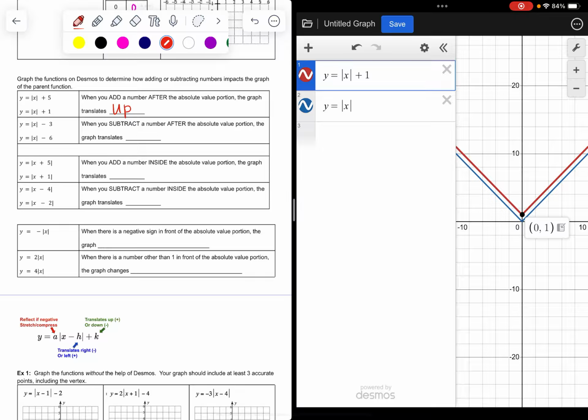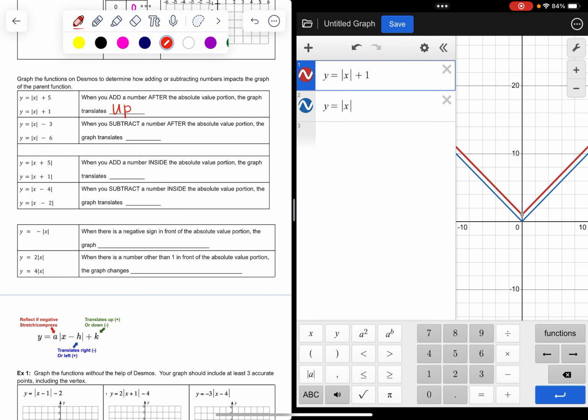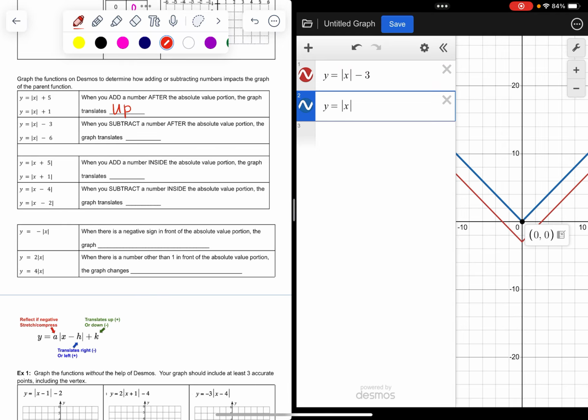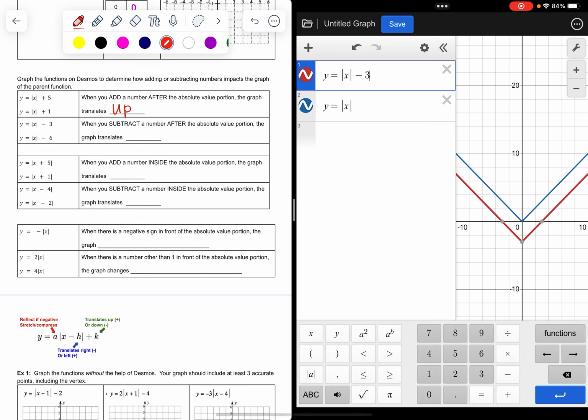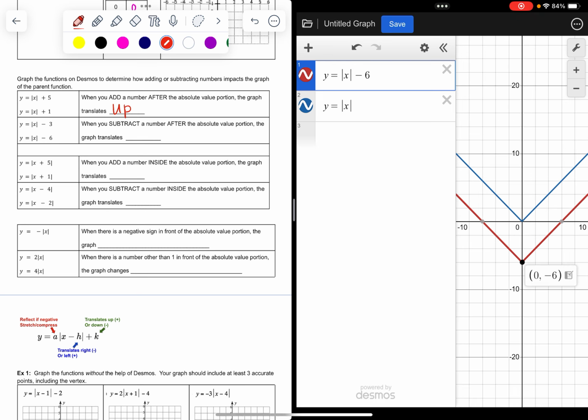Let's look at if we subtract a number. So again, our blue is our original. They want us to look at the absolute value of x, take away 3. Our original vertex was at 0, 0. Our new vertex is now at 0, -3. What if we did subtract 6? Now our new vertex is at 0, -6. So when you subtract a number after the absolute value, it moves down.